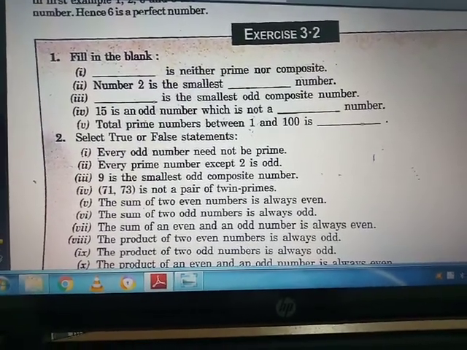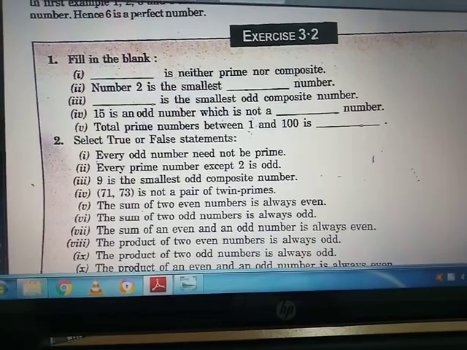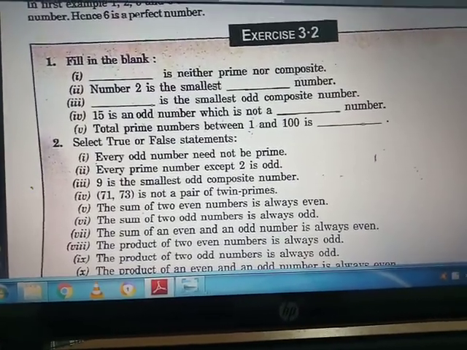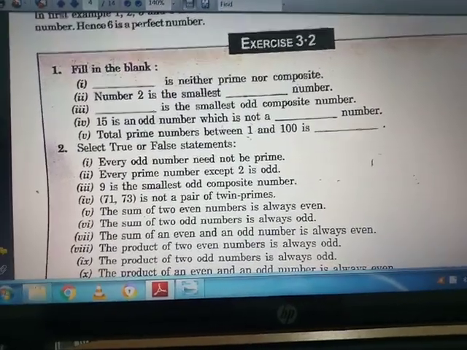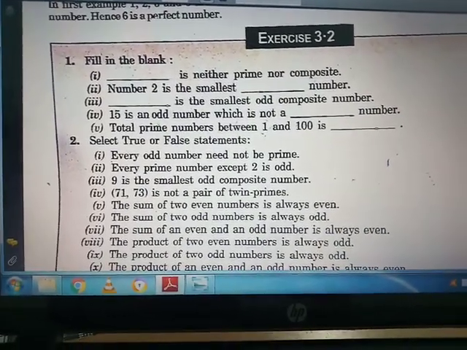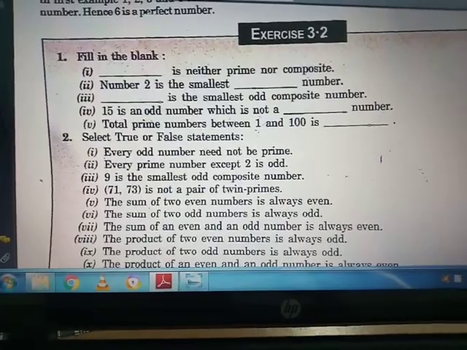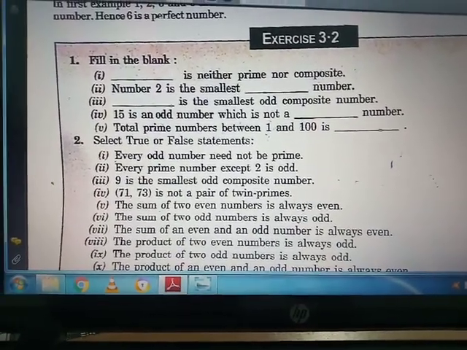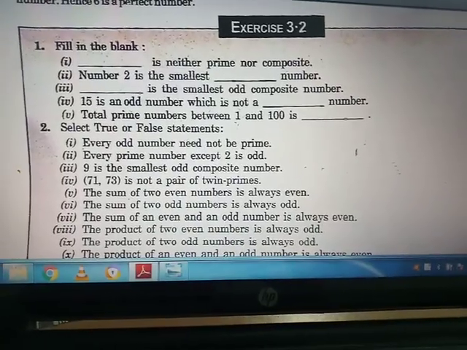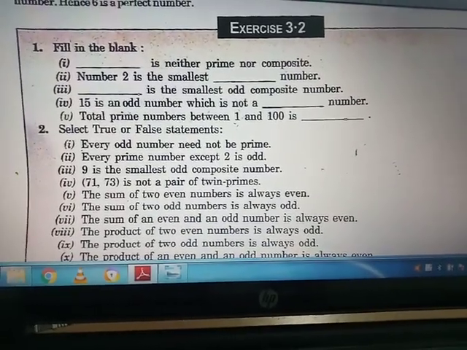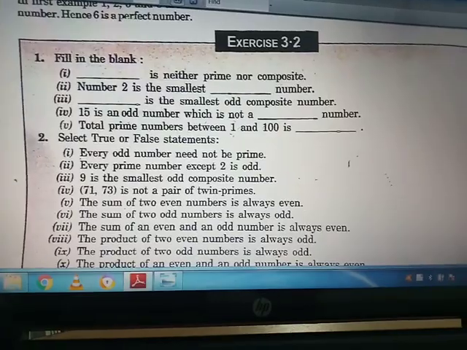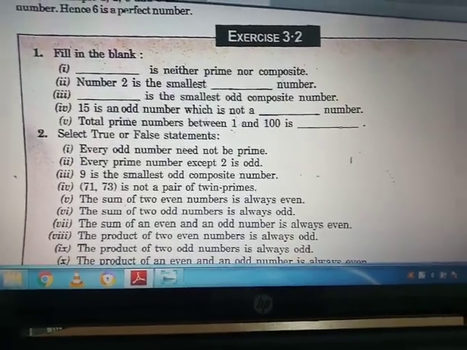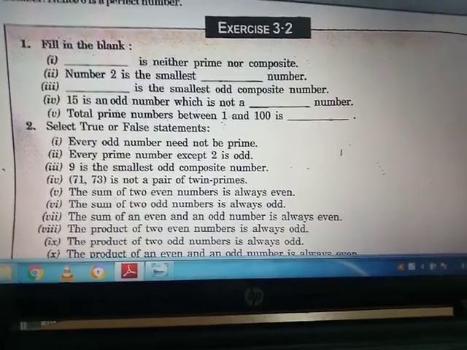Composite numbers are numbers that come in a continuous sequence of two or more factors. If you see that 1 is neither prime nor composite, because 1 has only one factor, the number itself, it is not counted as a prime number. It is not composite because there is no sequence of two factors, only one. So in the first fill up you will write 1.